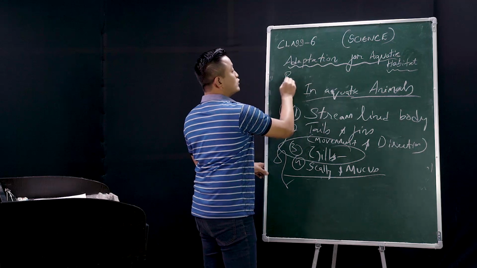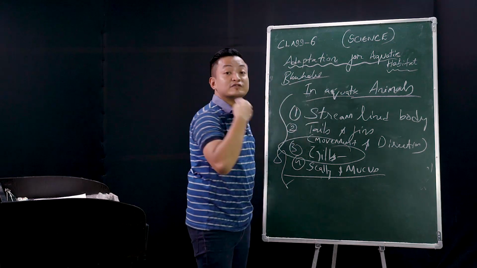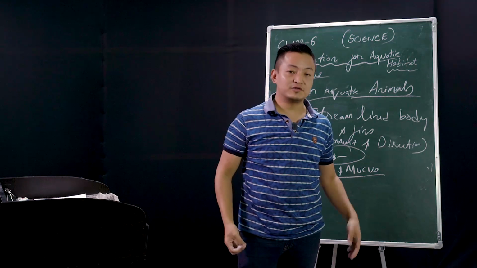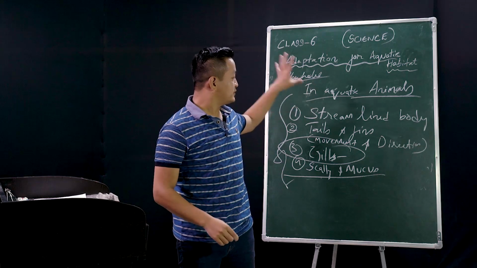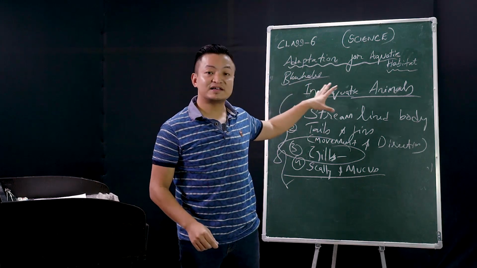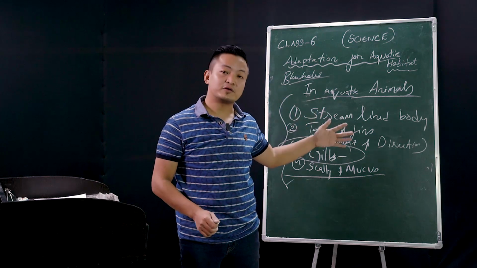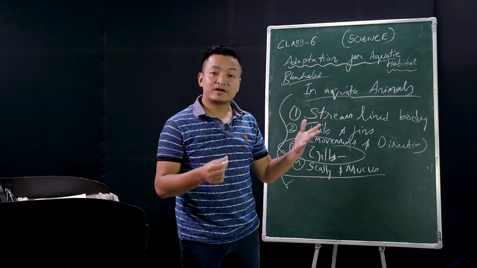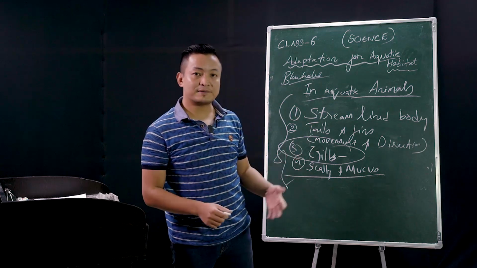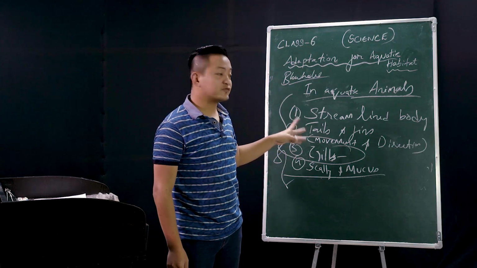And they'll breathe through, I'll write here, blowholes, okay? Blowholes or through their nostrils. Clear? Okay, and fish, another thing that is present inside them is air bladder, for the aquatic animals, not only fish, but the other aquatic animals. Air bladder is present inside their body. Clear? Okay, so these are the important features of the aquatic animals.